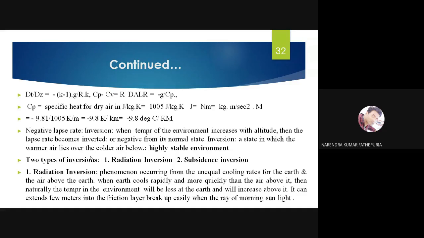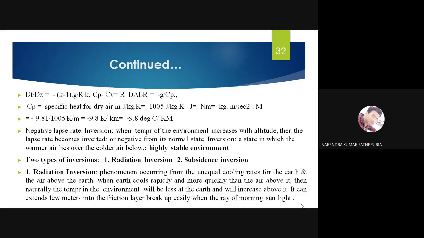There are two types of inversions. Number one is the radiation inversion. Number two is the subsidence inversion. So first, we'll talk about the radiation inversion. This phenomenon occurs from the unequal cooling rates of the Earth and the air above the Earth. When the Earth cools more quickly than the air above it, then naturally the temperature in the environment will be less at the Earth and will increase above it. It can extend a few meters into the friction layer and breaks up easily when the rays of morning sunlight come.